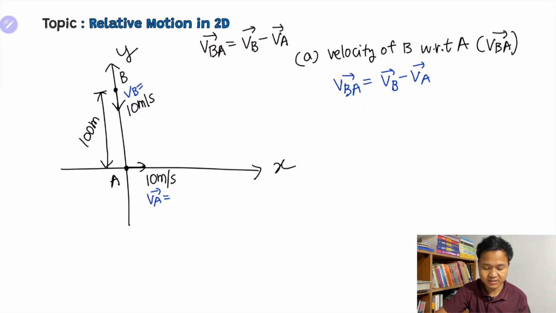But here in 2D, you cannot directly put the values, 10 minus 10, and get 0. In 1D relative motion, both cars are moving in one dimension, so you can directly put the values with minus or plus signs. But here A is moving along positive x and B is moving along negative y, so they are not in the same direction. They are moving in different dimensions, x dimension and y dimension.